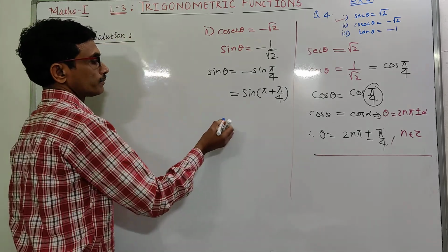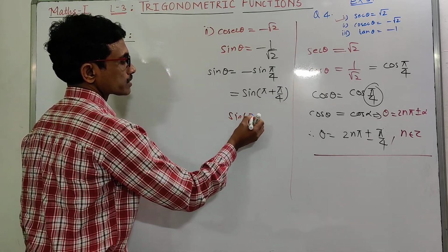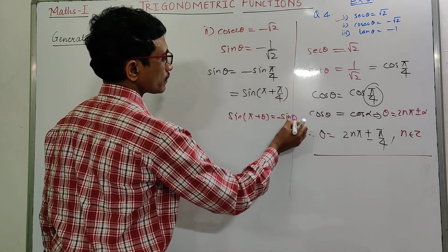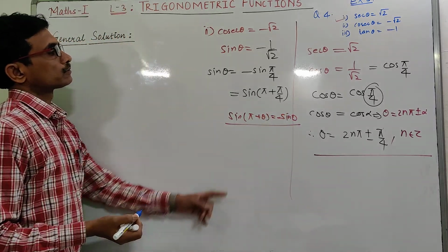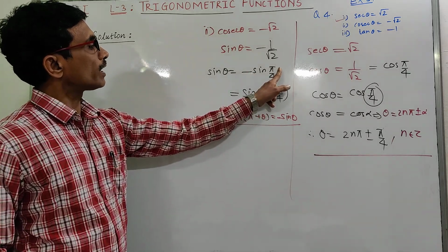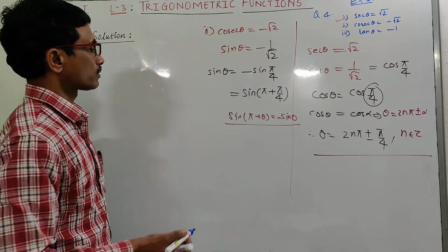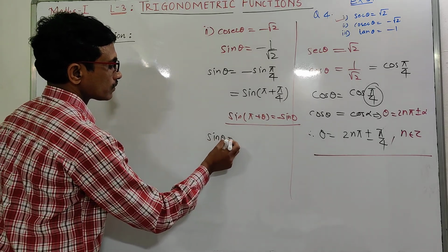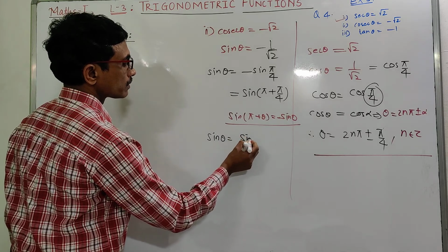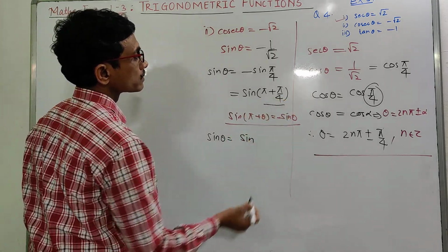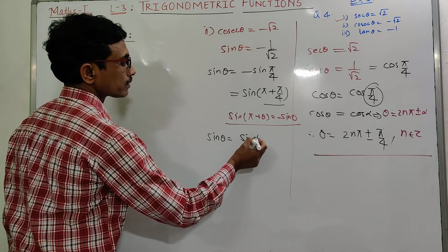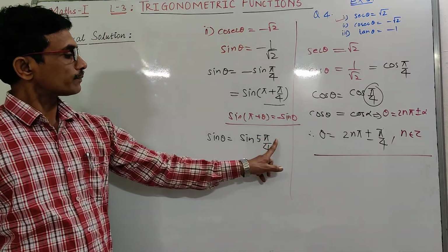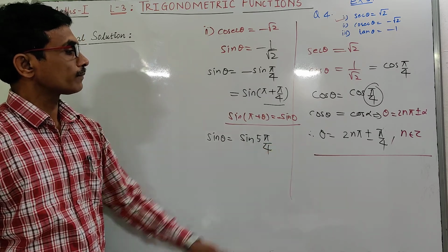As we know, sin of pi plus theta is equal to minus sin theta. So we apply this. So minus sin of pi by 4 is sin of pi plus pi by 4. Sin theta is equal to sin of pi plus pi by 4, which is 5 pi by 4. So sin theta is equal to sin alpha.